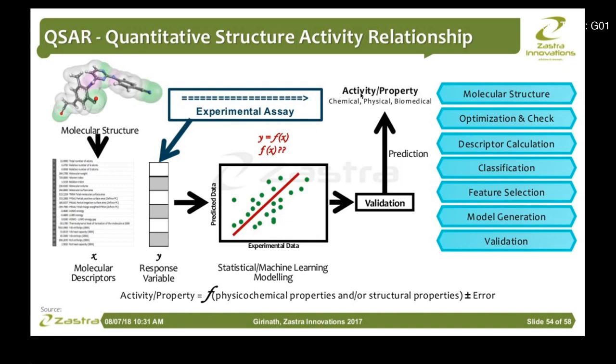Then I want to convert my activity data, also called the response variable in statistics. Coming to the response variable, the problem here is we have a different set of molecules and the activity might not be normalized. So in order to normalize the data, we take logarithmic values. Log of IC50, we try to take to normalize the data.